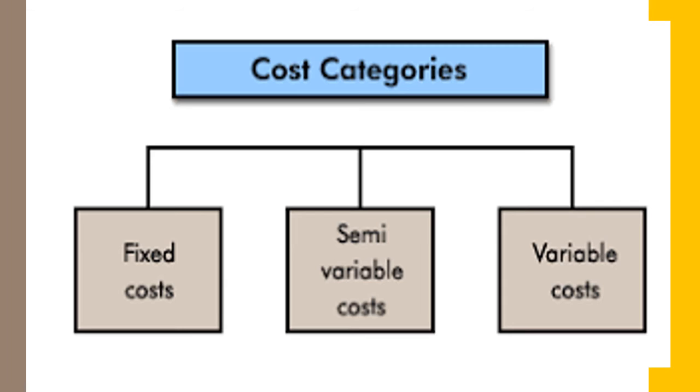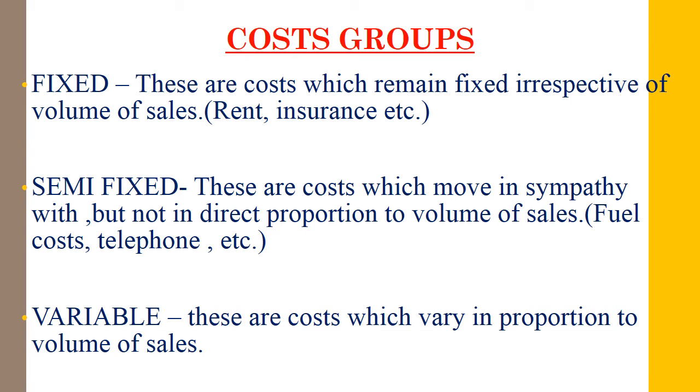Let's see the cost categories. There are three main costs: fixed cost, semi-variable cost and variable cost. Fixed costs are costs which remain fixed irrespective of volume of sales. Examples are rent and insurance. Semi-fixed costs are costs which move in sympathy with, but not in direct proportion to, volume of sales. Examples are fuel cost or telephone cost in any of the hotels or establishments. Variable costs are costs which vary in proportion to volume of sales.